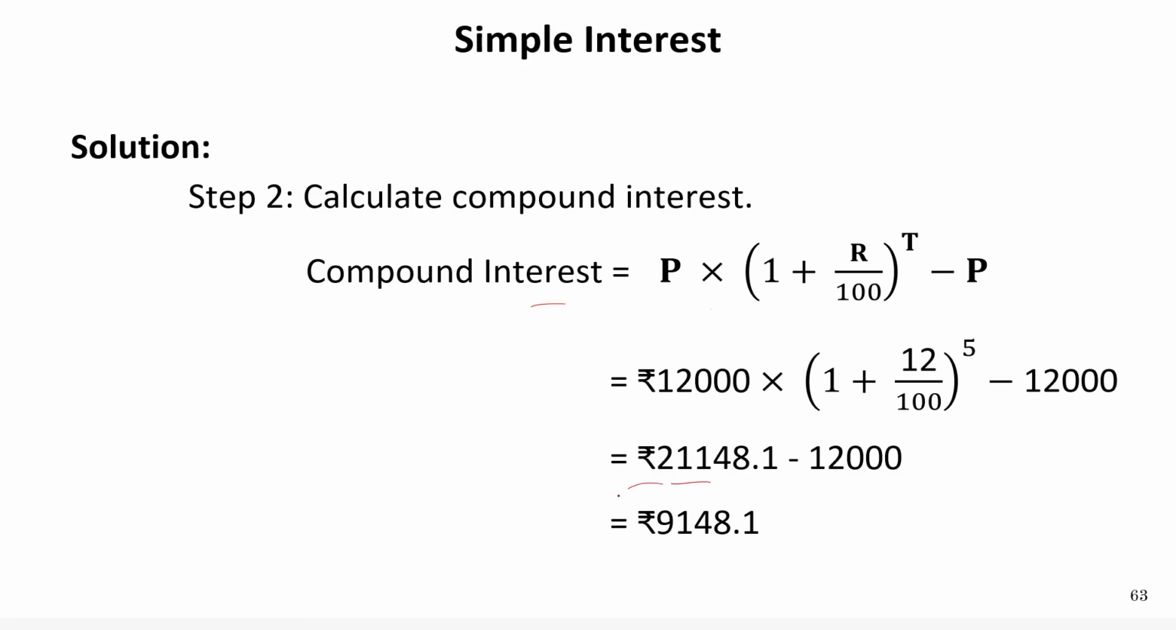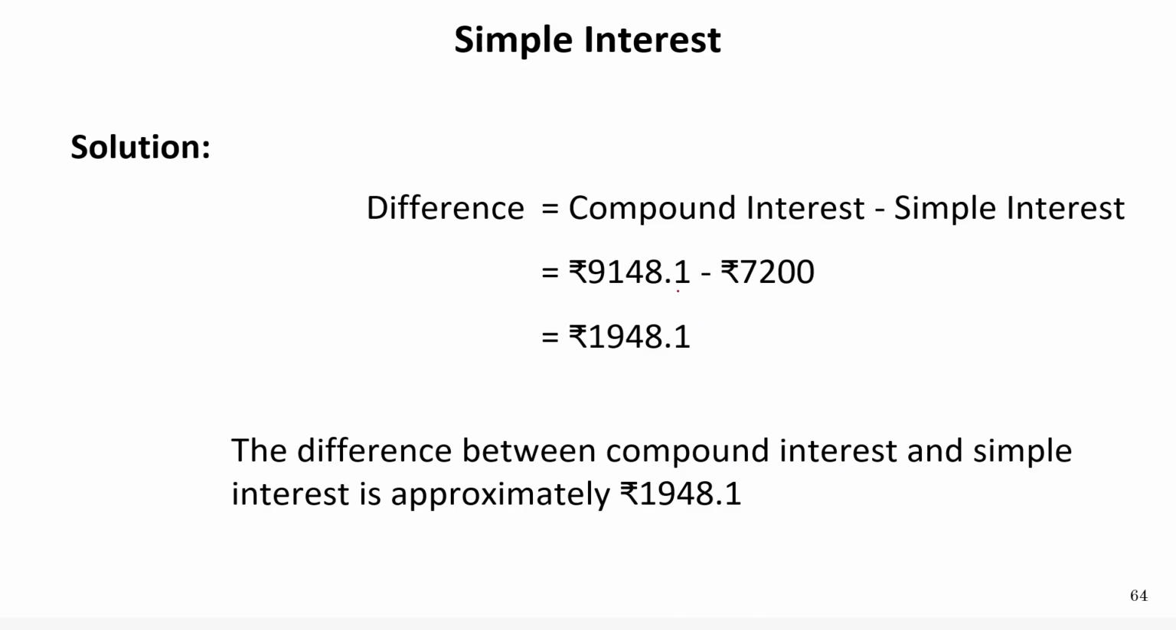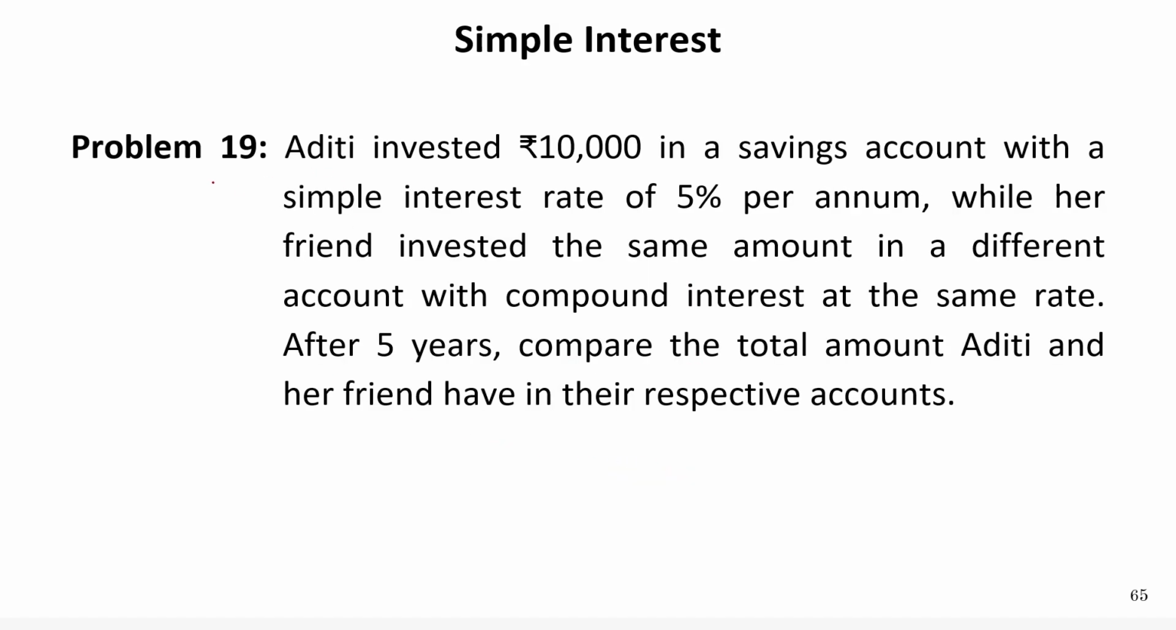So 21,148.1 minus 12,000 is equal to 9,148. So the difference is equal to 9,148.1 minus 7,200, that is equal to 1,948.1. Okay. So if we subtract the simple interest from the compound interest, the difference is 1948.1. So the difference between compound interest and simple interest is approximately 1948.1 rupees. So let's see problem number 19.